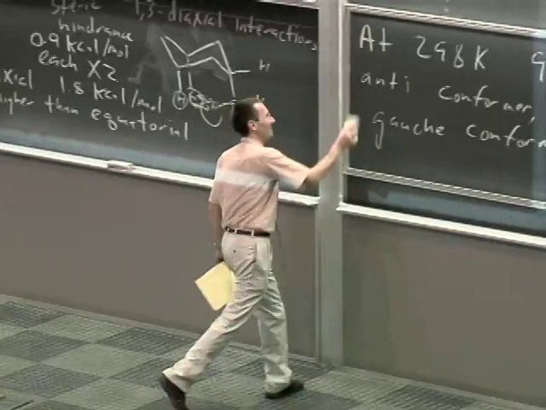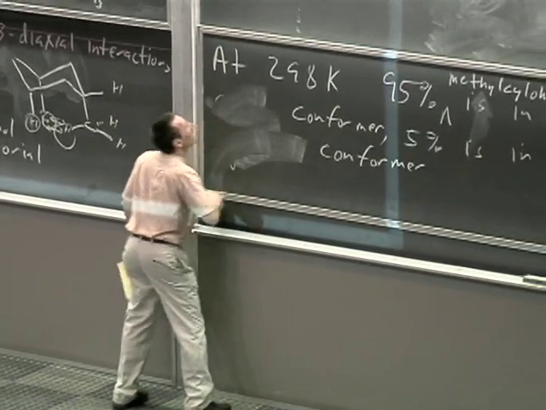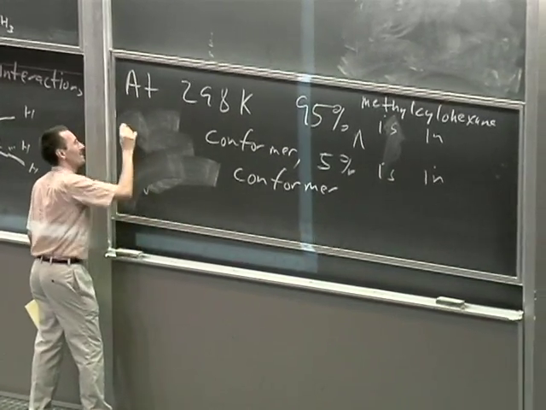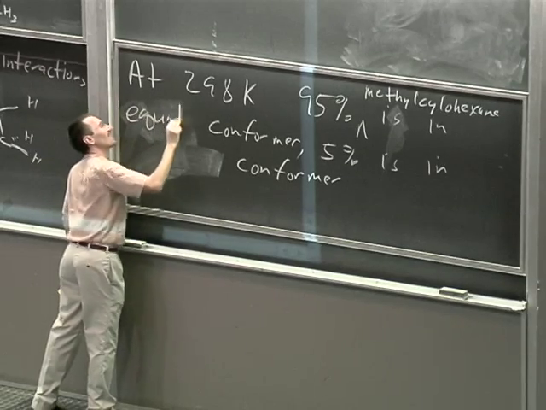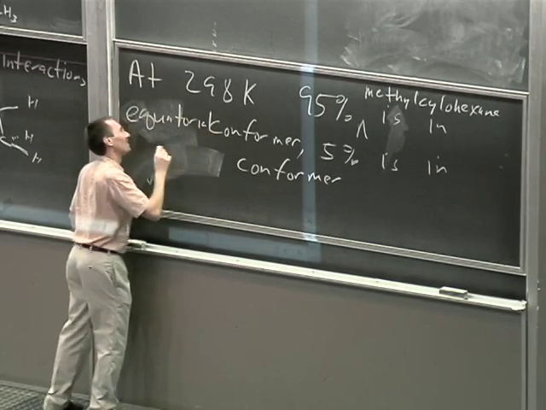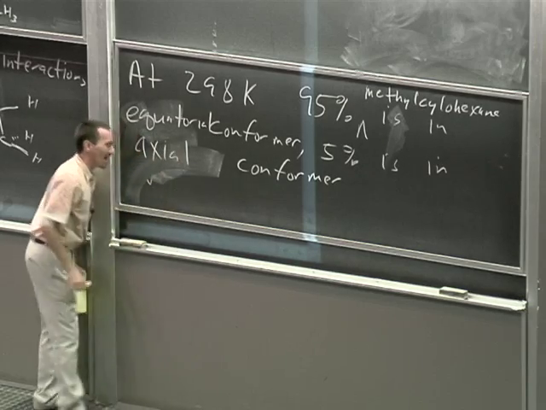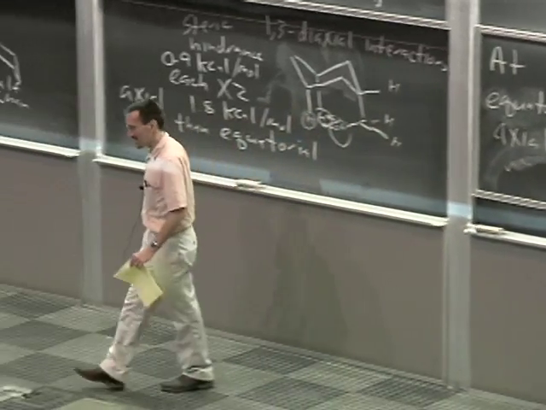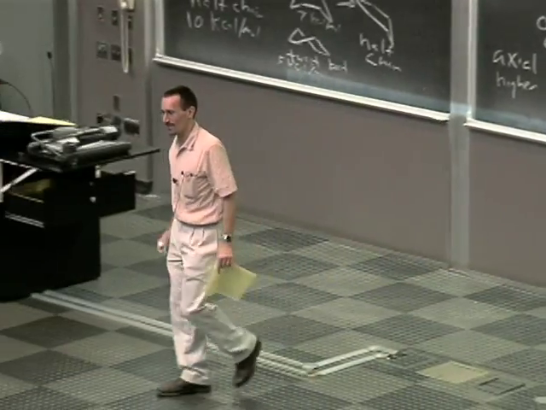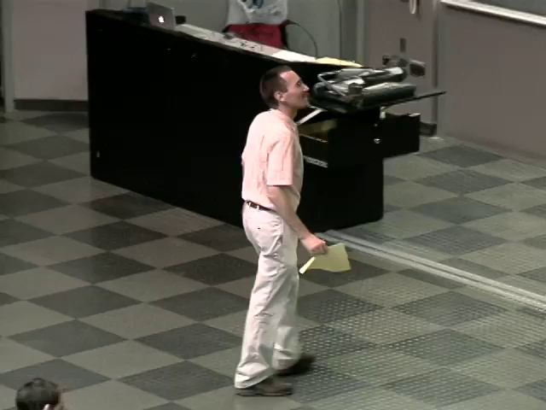My brain is not connected. Yes, equatorial. Thank you. Yes, 95% is in the equatorial conformer. 5% is in the axial conformer. My mouth was still on butane, and my brain was somewhere else.